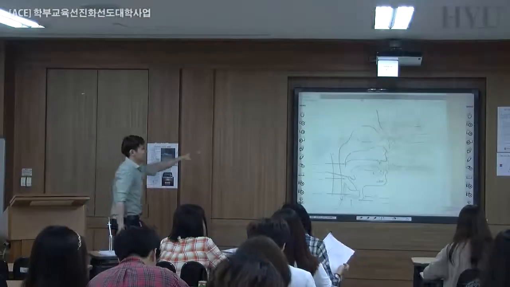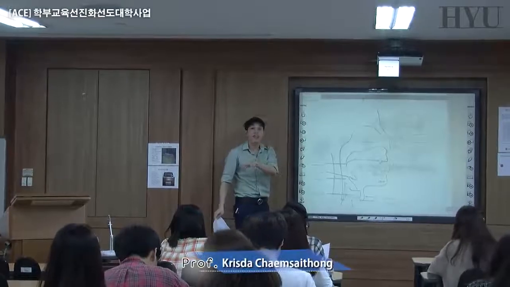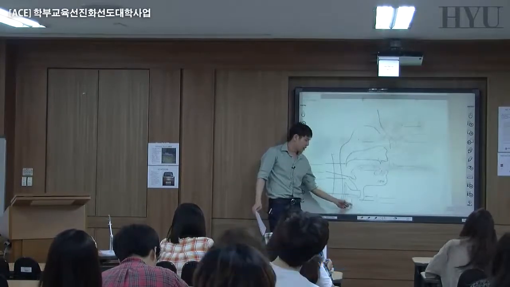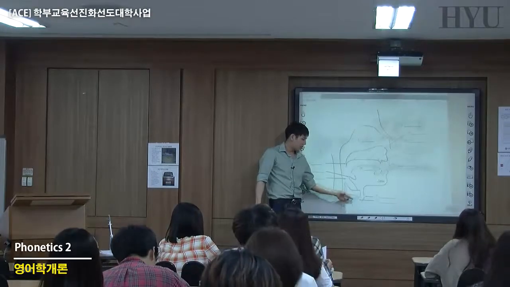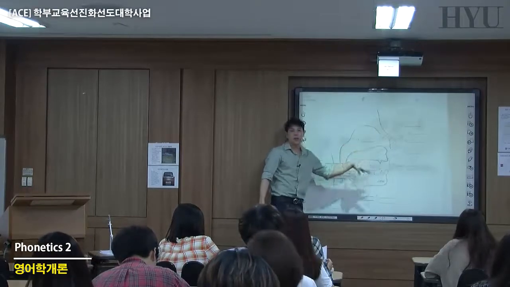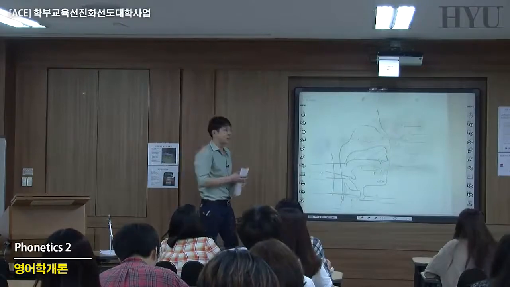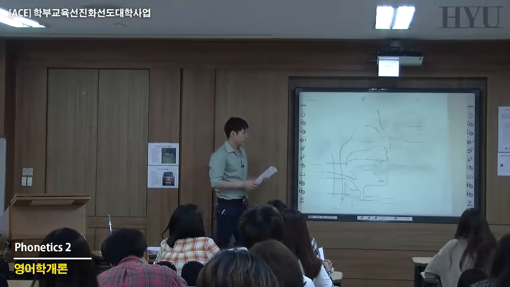Now these are different organs that are involved in all the steps, right? Because the air will come from the lung here and pass through this area, and then it will come out through the nose or through the mouth. So all of these organs are involved in producing speech sounds. So can you label all these organs?